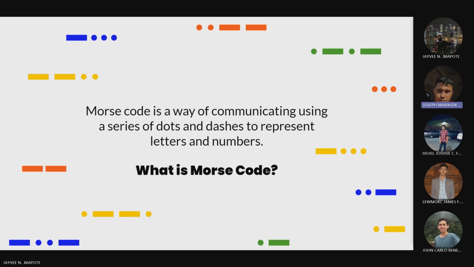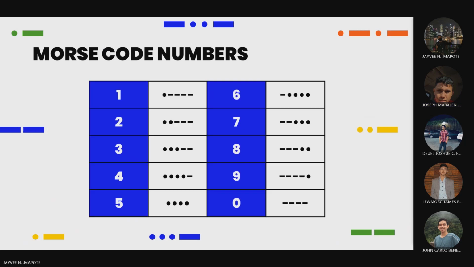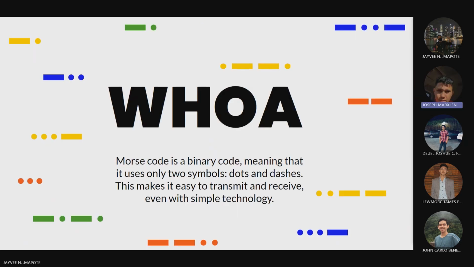Morse code is a way of communicating using a series of dots and dashes to represent letters and signals. Here you can see the Morse code alphabet, showing what to tap in order to spell out the word that you want to say. And next are the numbers, which are listed from 1 to 0. Morse code only uses two symbols, dots and dashes, which makes it easy to transmit and receive even with simple technology, as you can see in the next slide.